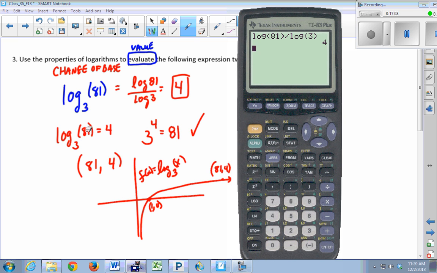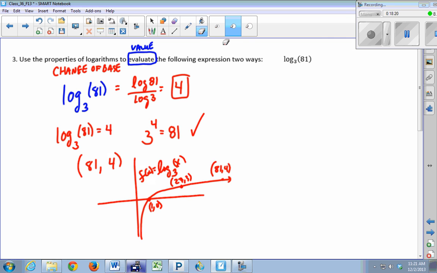If you put 27 in here, you're at 3. Log base 3 of 27 is 3. So it grows very slowly. The log function grows very, very slowly as x approaches infinity. It continues to increase, but it's very slow. Okay. So that's one way of doing it, is with a change of base. How else could we have done this problem?